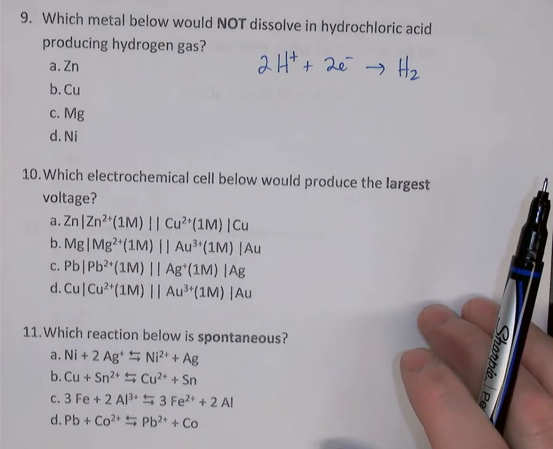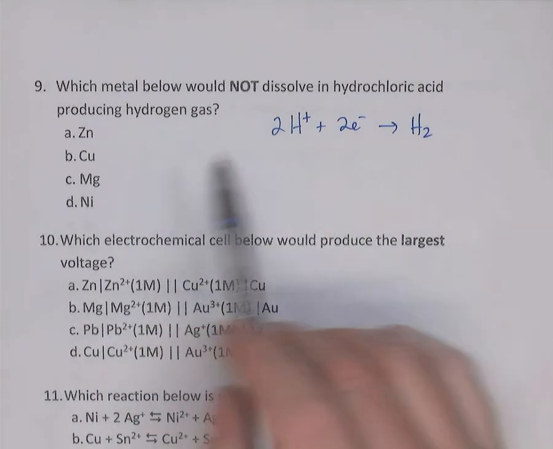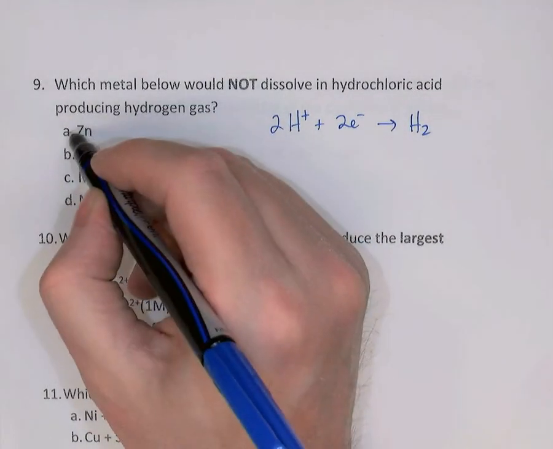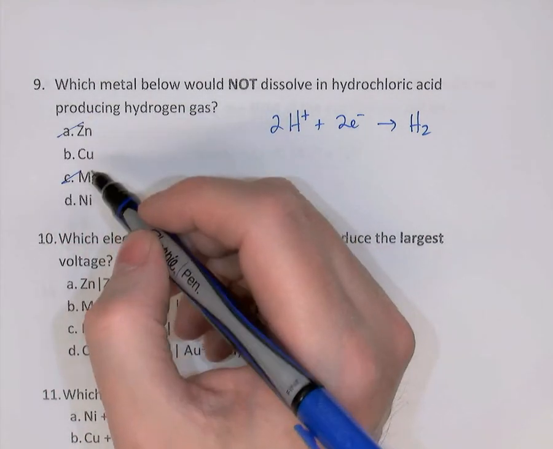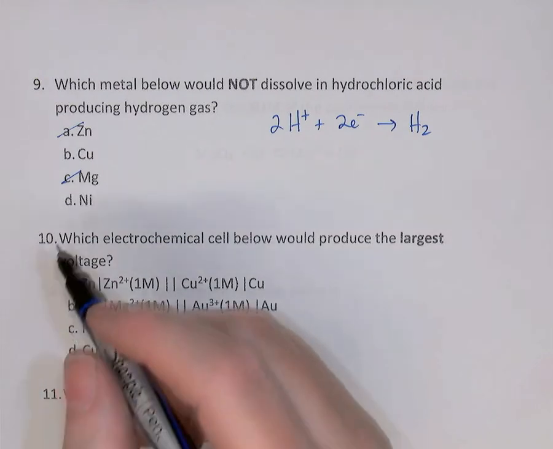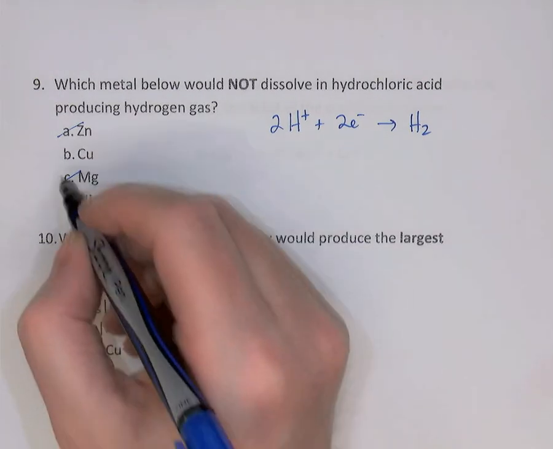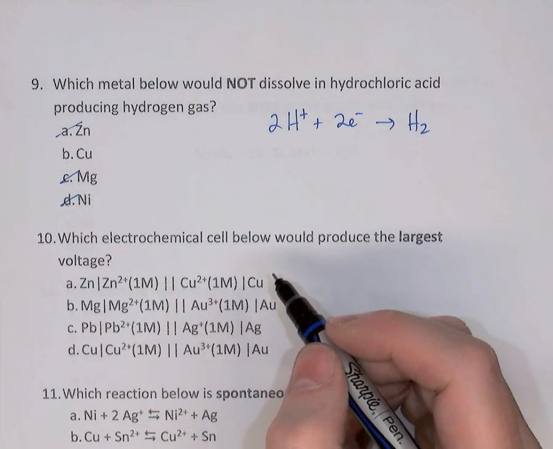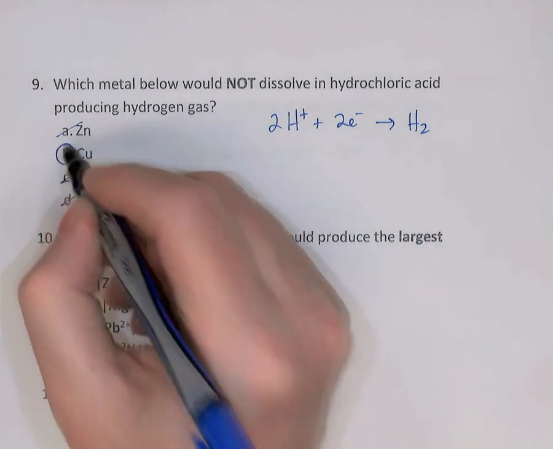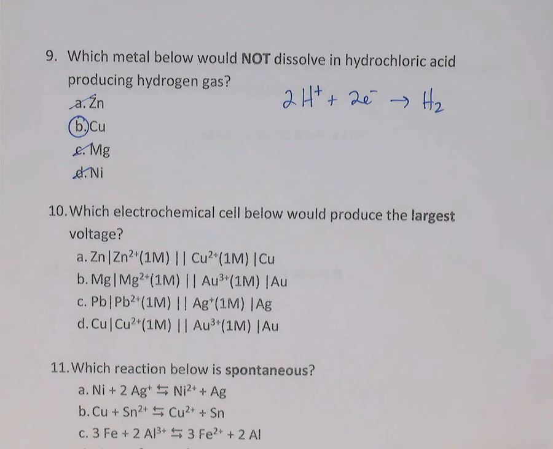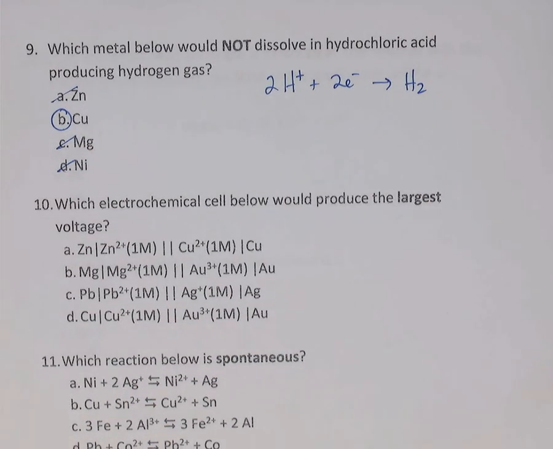So looking at these choices, would not dissolve, well, we just saw zinc would dissolve, magnesium would dissolve. Looking at the chart, nickel is also below and to the right, so nickel will dissolve. But copper is to the right and above the hydrogen ions. Copper is the one that does not dissolve in the acid.